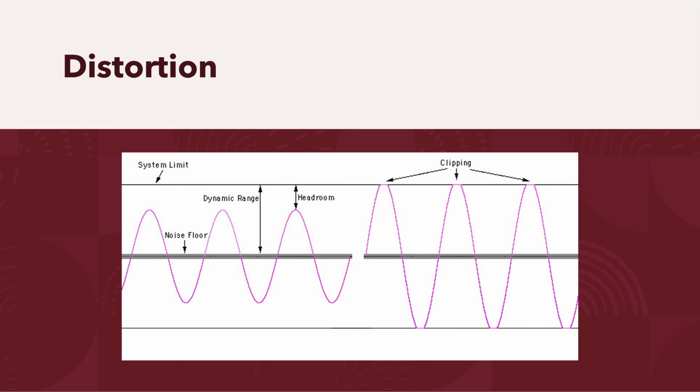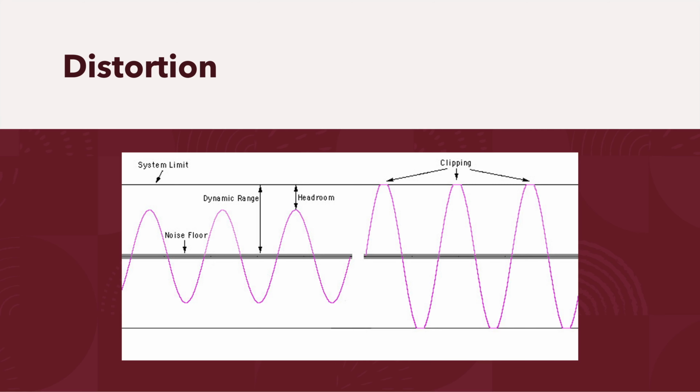So what is distortion? We talked about this in previous modules where we were talking about redlining. When you increase the volume on a given channel beyond the system limit, what happens is that the system won't calculate values that go beyond that limit, and what we end up with is clipping.